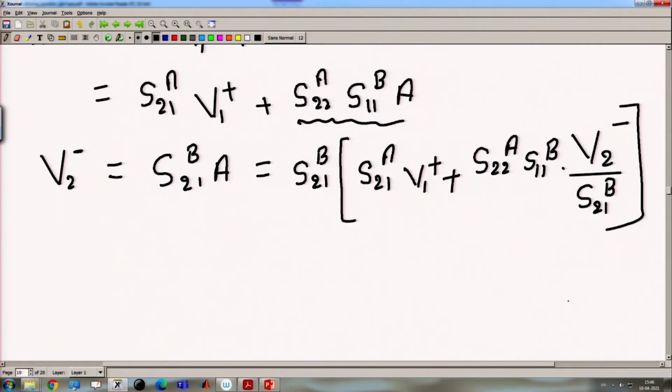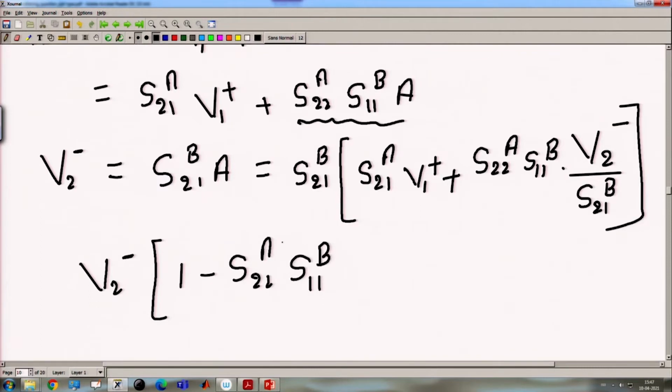After this, we can take the common V2 minus, and the S21 B will cancel out, and this will come V2 minus (1 minus S22 A S11 B) equal to S21 B into S21 A into V1 plus.